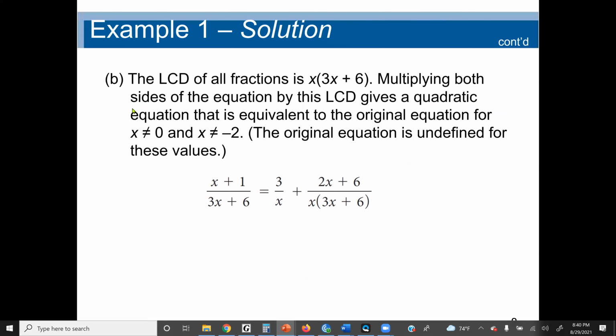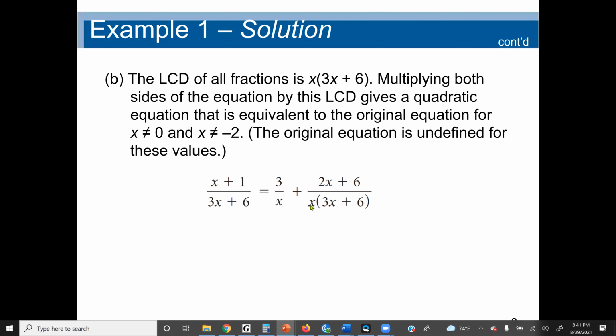So let's try the second example. Here we have x plus 1 divided by 3x plus 6 equal to 3 divided by x plus 2x plus 6 divided by x times 3x plus 6. Now, the first thing we need to do is find the LCD, since we have a numerator and a denominator. The LCD here, as we look at the equation, will be x times 3x plus 6.